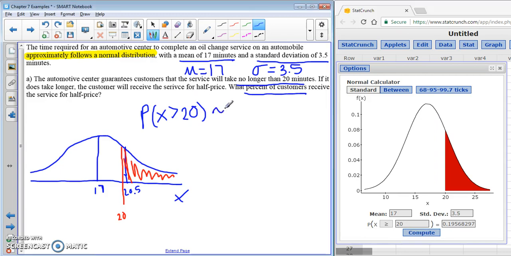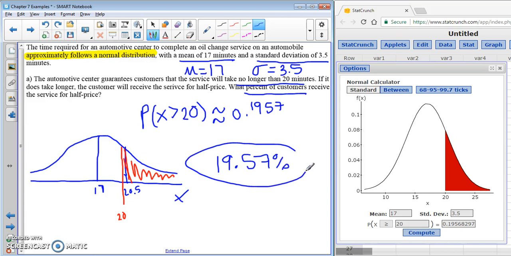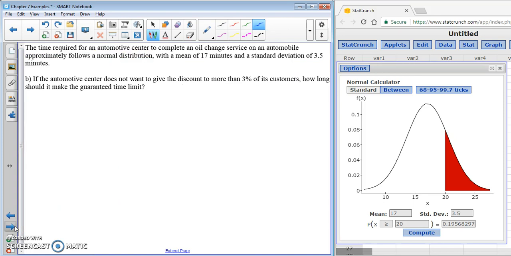So we're looking at approximately 0.1957. So about 19.57% of the customers are currently receiving the service for half price. So if I were running a business, I would not be happy with that. So we want to lower that. So let's look at part B.